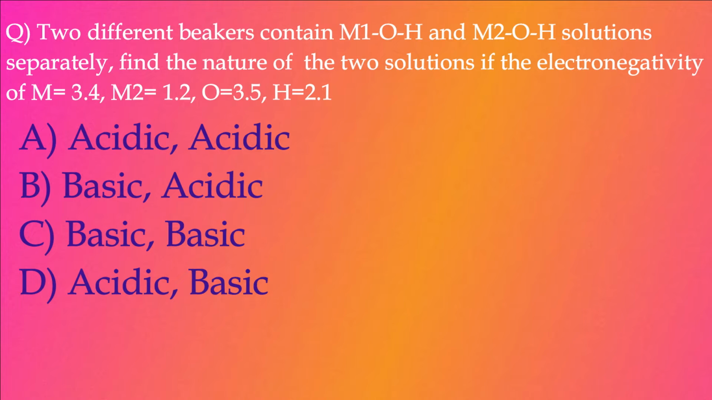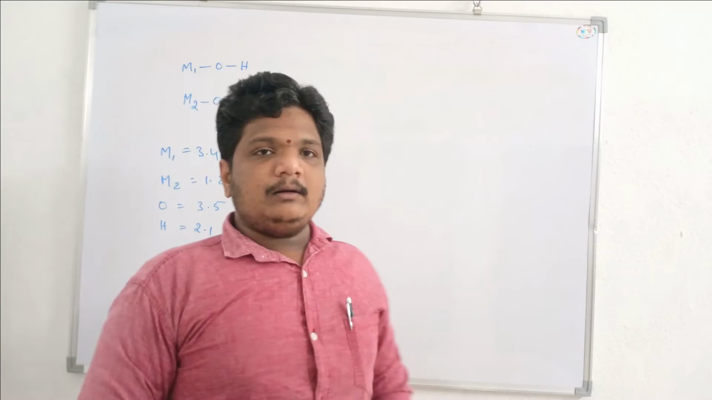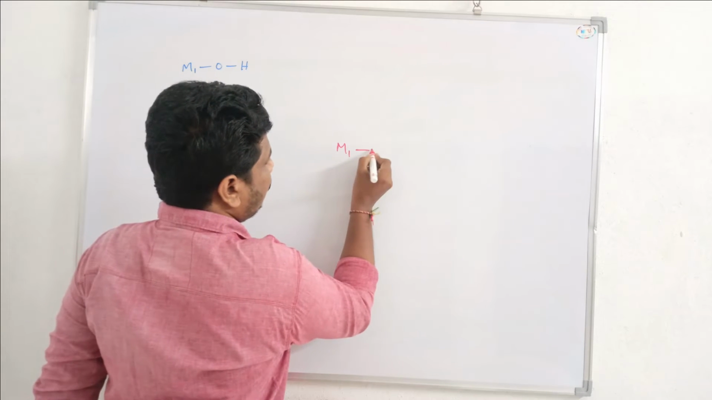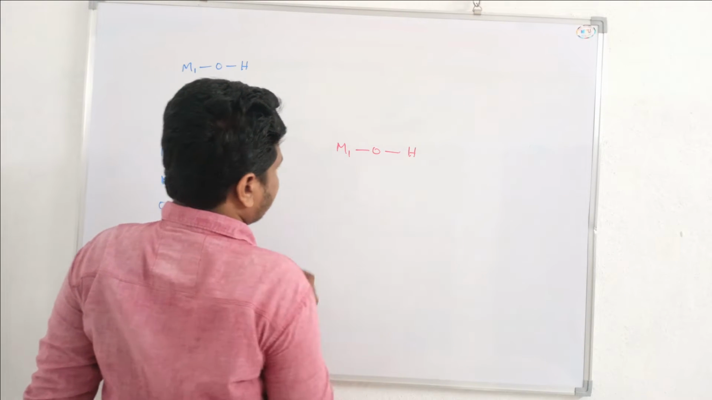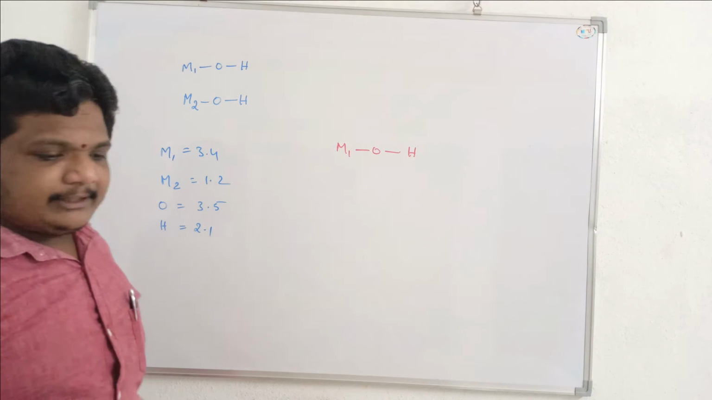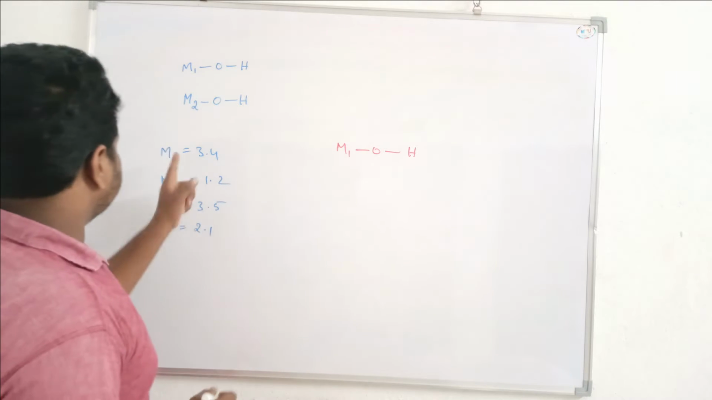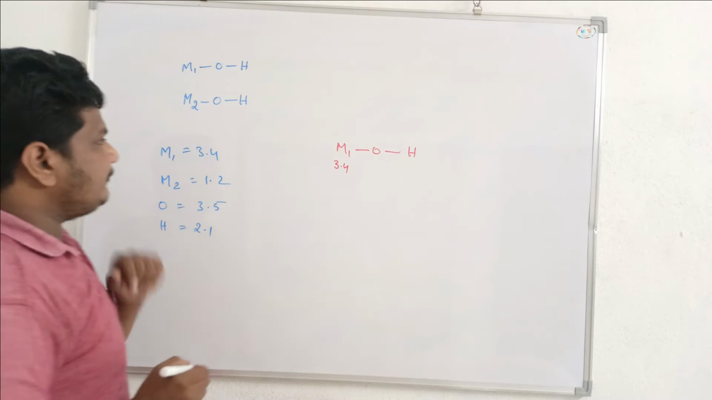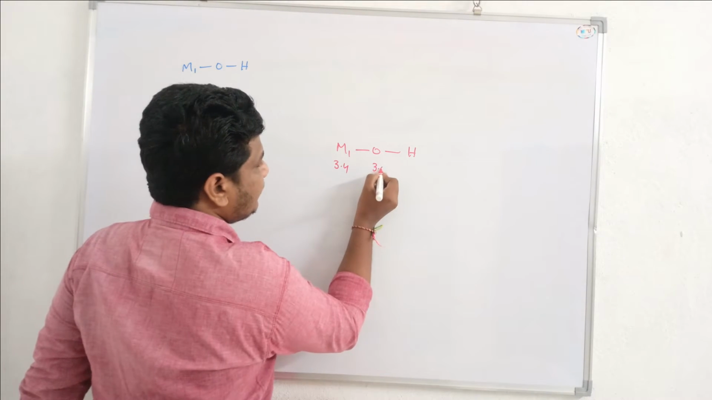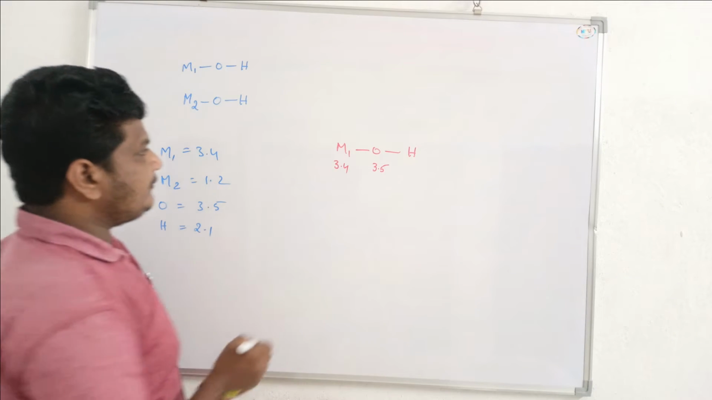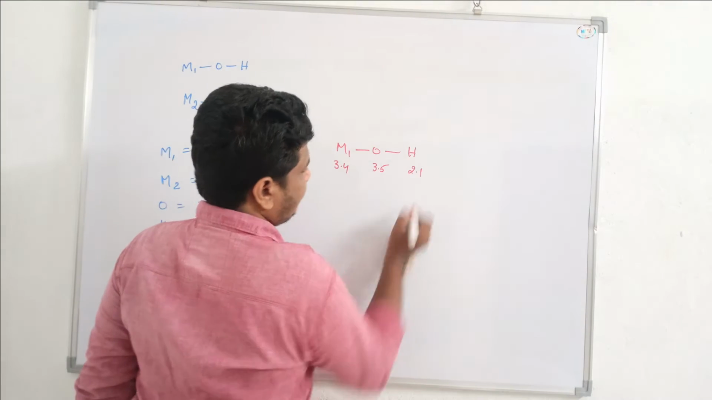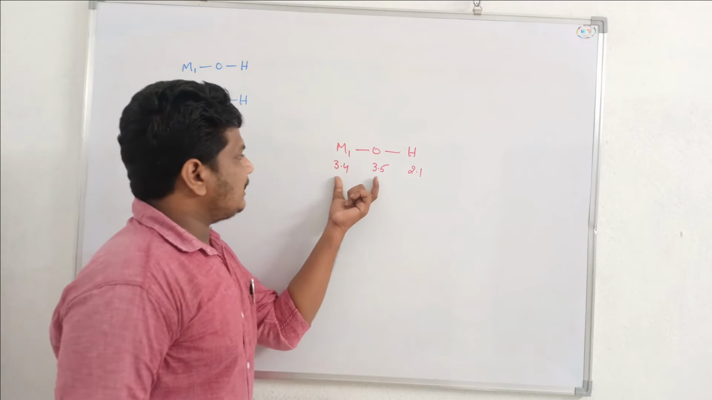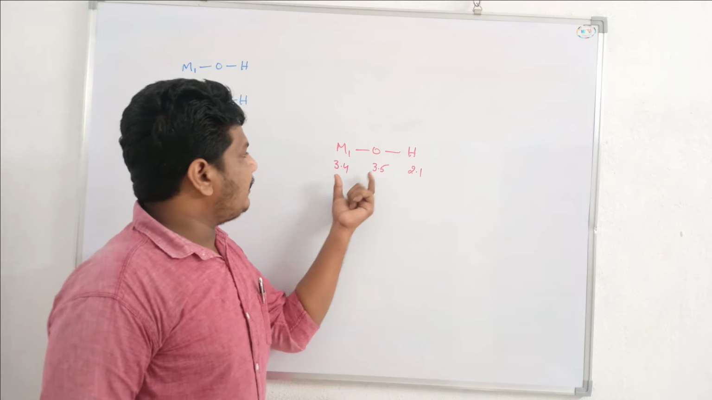Now let us solve this question. In this case they have given M1OH. The electronegativity value of M1 is 3.4, the electronegativity of oxygen is 3.5, and the electronegativity of hydrogen is 2.1. If you see this one, there is a small electronegativity difference between M and oxygen.